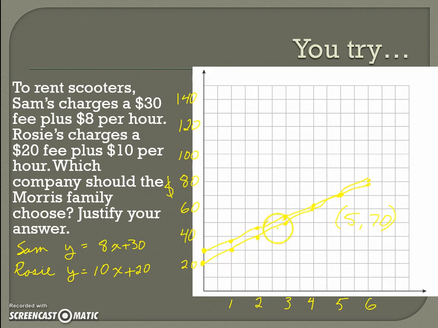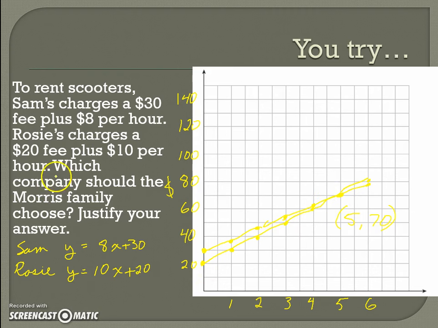So this is the cheaper cost. So if you're looking at which one the Morris family should choose, they should choose this one up until 5 hours. At 5 hours, it doesn't matter. And then after 5 hours, they're going to be paying more for Rosie. So if they know they want the scooters for more than 5 hours, they should pick Sam's. If they want it for less than 5 hours, they should pick Rosie's. If they want it for exactly 5 hours, it doesn't matter.